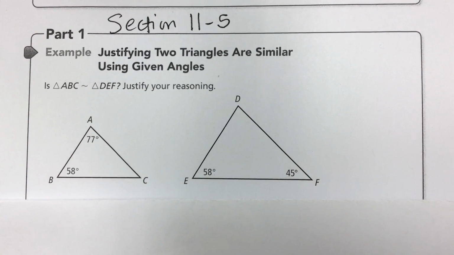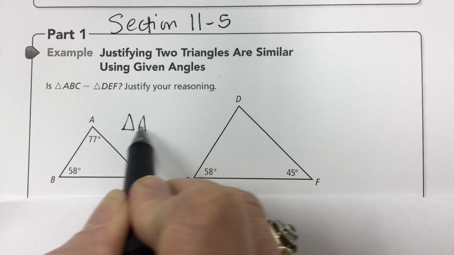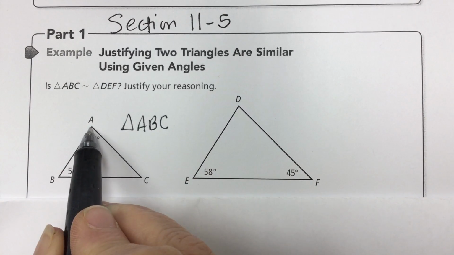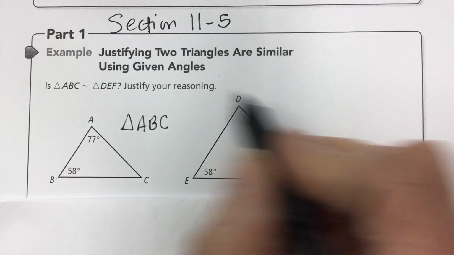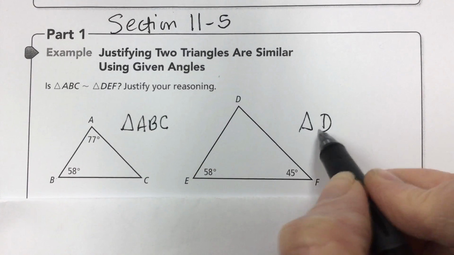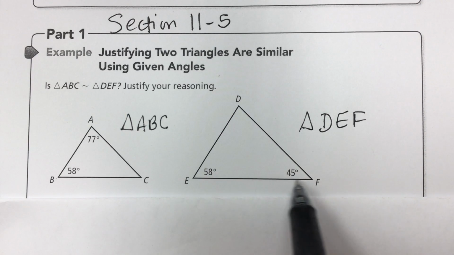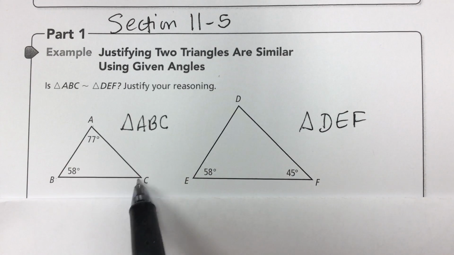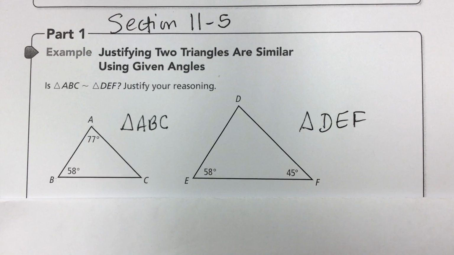Notice that these two triangles are lying the same way. They've named this triangle ABC, starting at the top, ABC. And then they've named this triangle DEF. It is also starting at the top, DEF. So we went ABC, DEF. These triangles are lying the same way.